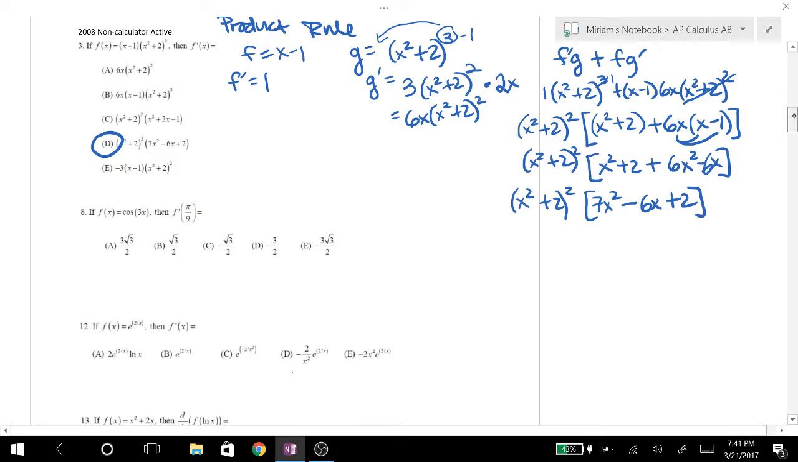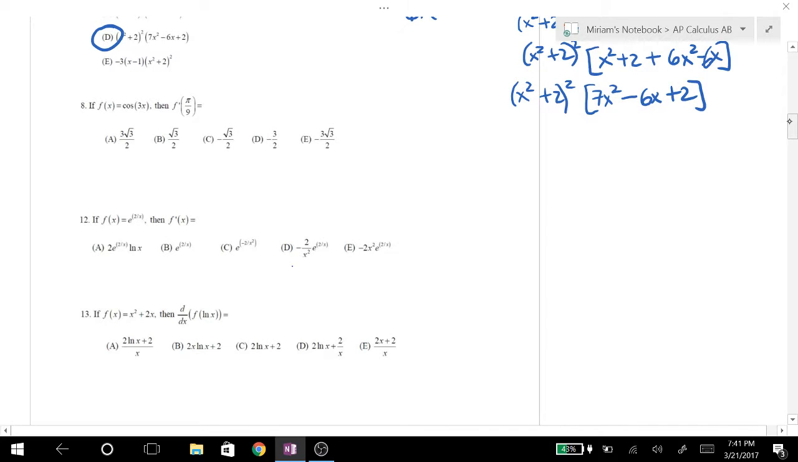Okay, next one, number 8. All right, if f of x is cosine of 3x, then what's f prime of pi over 9? Well, in this situation, we need to get the derivative first. Then we need to plug in pi over 9. Okay, so we need to get the derivative of cosine of 3x first. Let's work on that. F prime of x. So the derivative, so we need cosine of 3x.